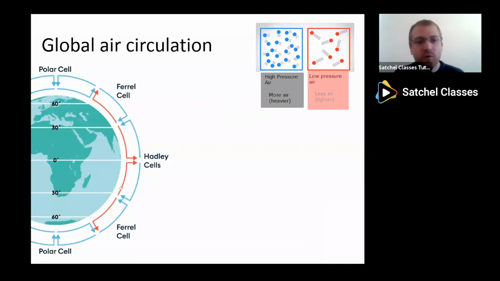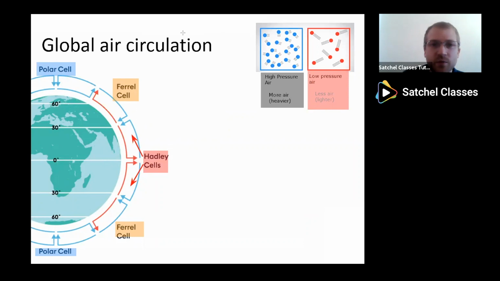So first of all, we'll start with these different cells. We've got the Hadley cell, which we'll highlight. We've got the Ferrel cell. And we've got the polar cell. Let's do that as a blue. So these are our different climatic cells, our different cells with different movement of air going around the world. Now in theory as well, our Hadley cell isn't just one, it's this one and that one there.